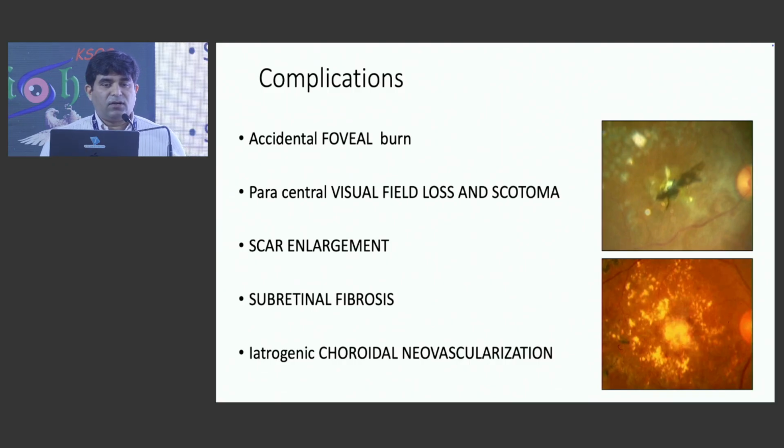Now, the complications include the accidental foveal burn. That is, when we are doing a foveal laser, if the patient suddenly shakes his head, it can result in a foveal burn. Also paracentral visual field loss or scotoma, and scar enlargement or encroachment to the foveal center, subretinal fibrosis, and drop in vision later on. Because of the heavy burns, there can be scar enlargement, and that will go into the foveal area. And also iatrogenic choroidal neovascularization, and subfoveal migration of the hard exudates is another complication. Thank you.